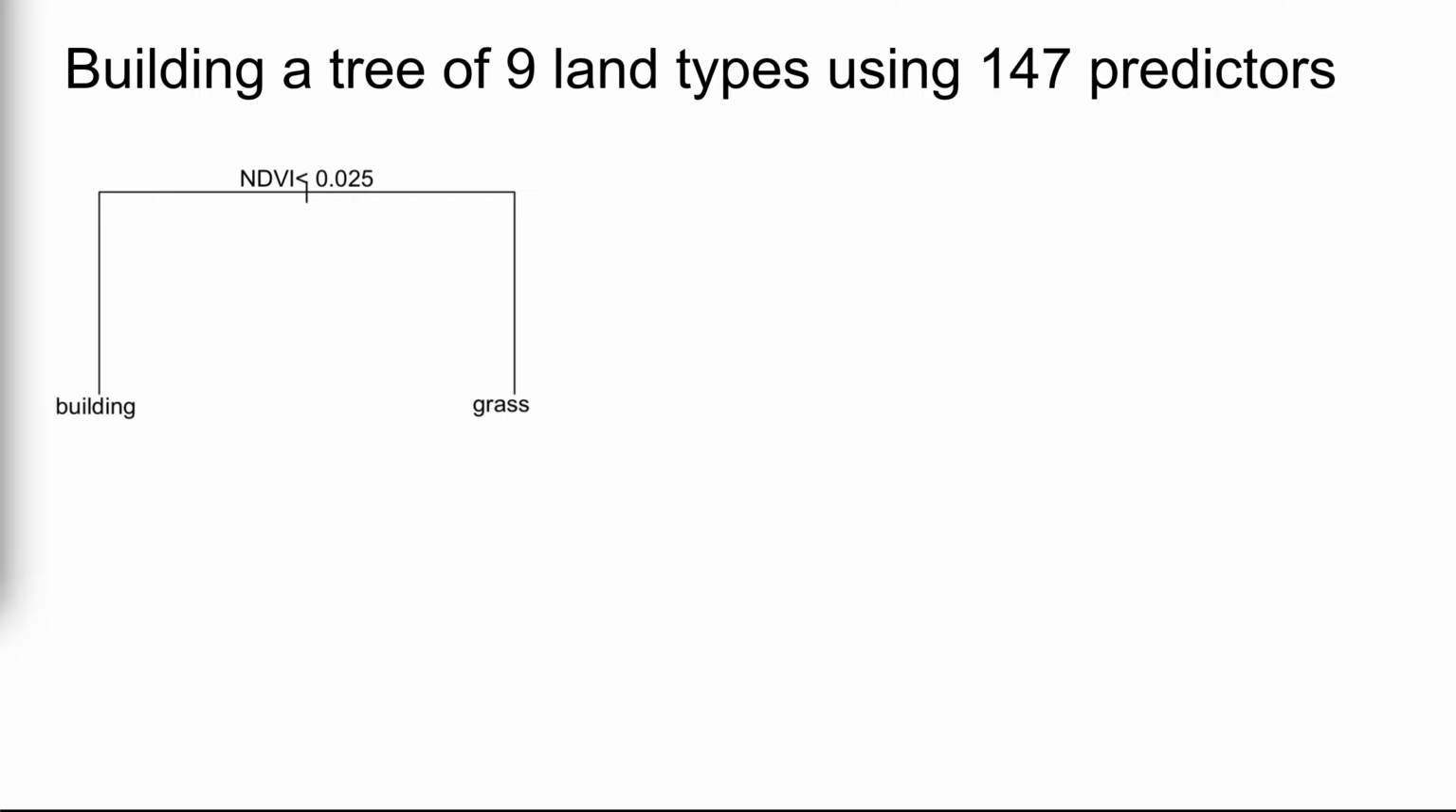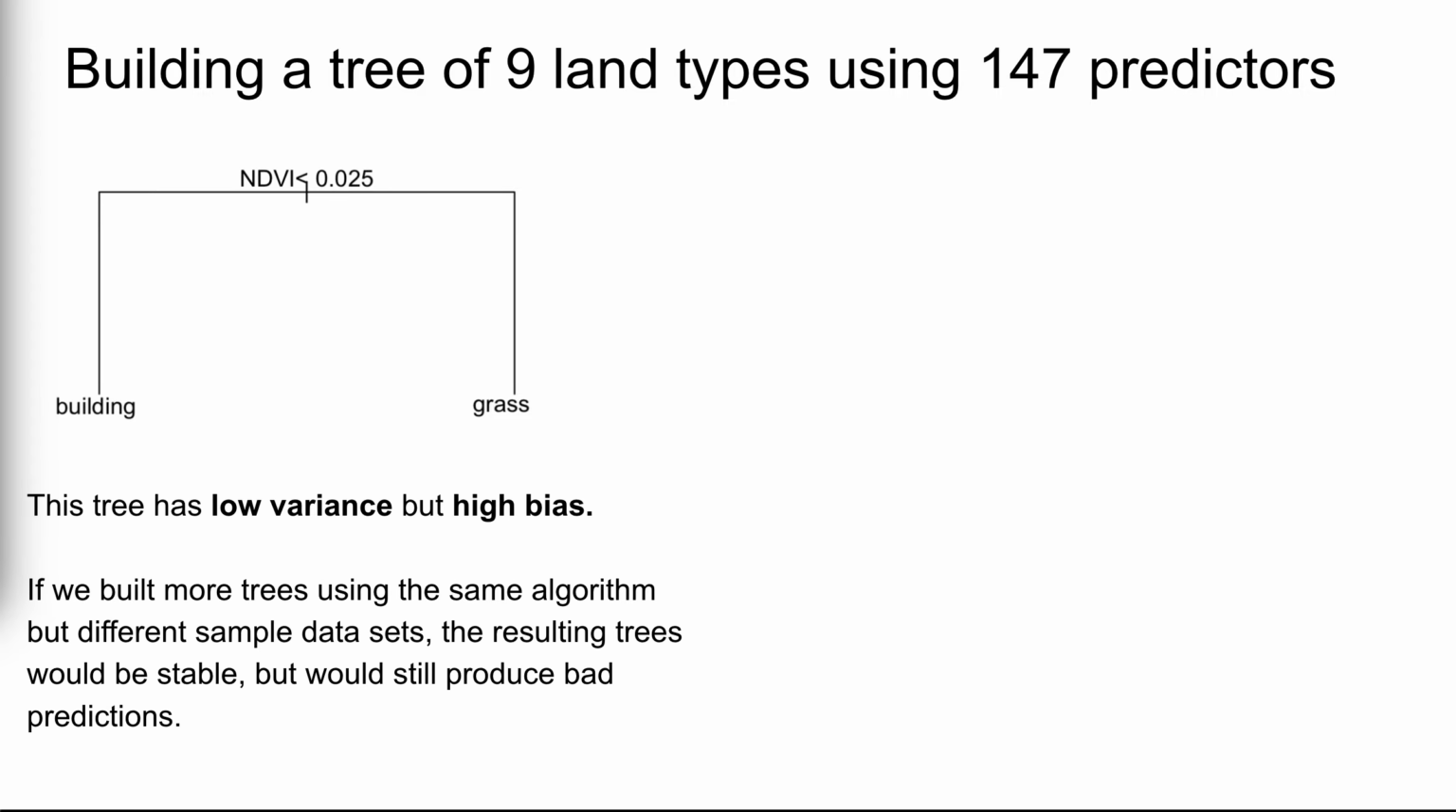It has only one split and predicts that all images fall into only 2 of our 9 land types. What we know about overly simple trees like this is that they have low variance but high bias. Mainly, if we built more trees using the same algorithm, but different sample datasets, the resulting trees would be stable or similar, but they'd still produce overly simple, hence bad, predictions.